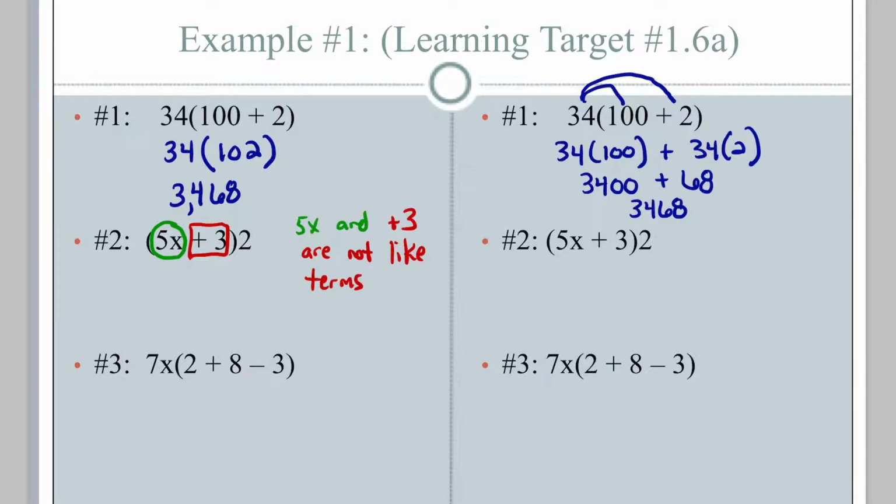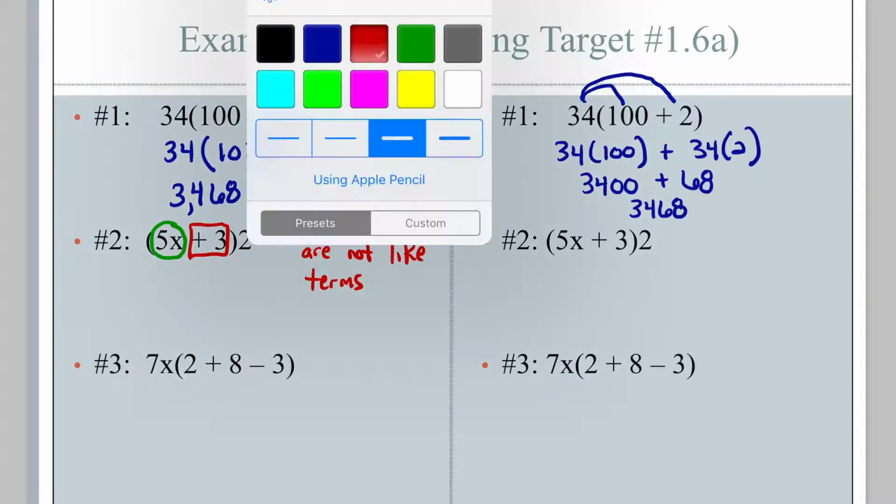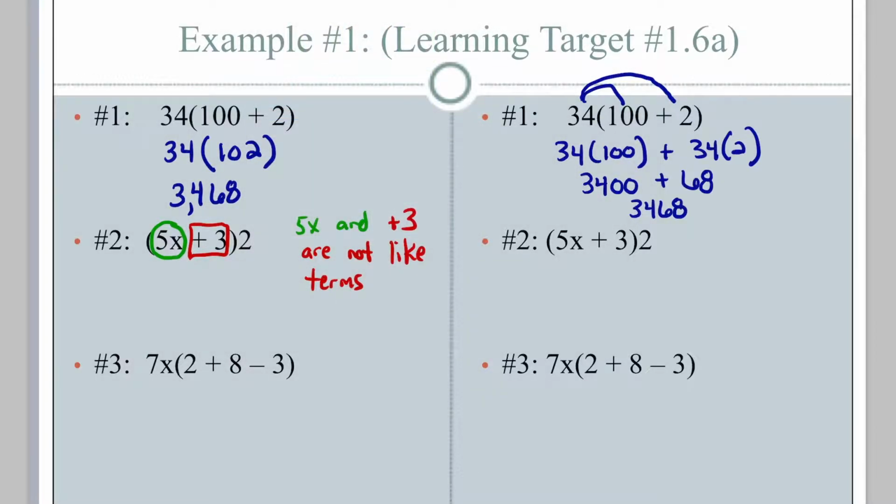Since they are not like terms, they cannot be combined by addition or subtraction.